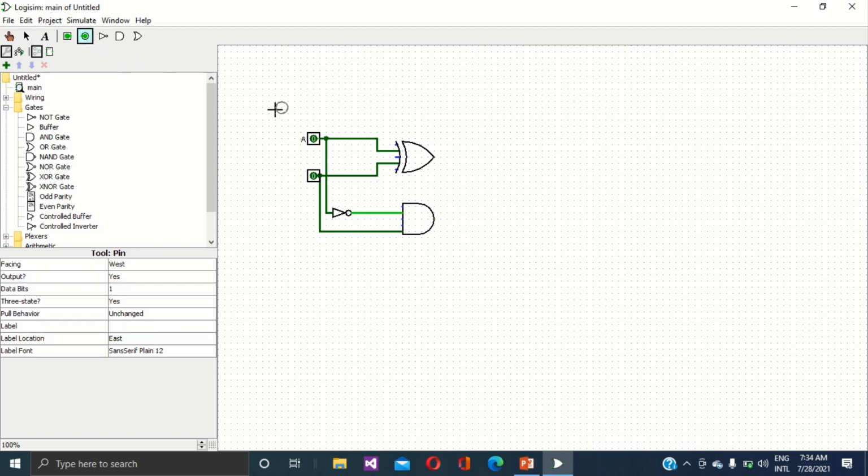Here I get two outputs. One is difference, the other one is borrow. Now I am going to initialize the two outputs. This is difference D. This is borrow B.